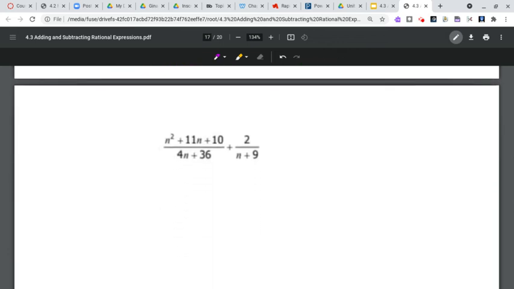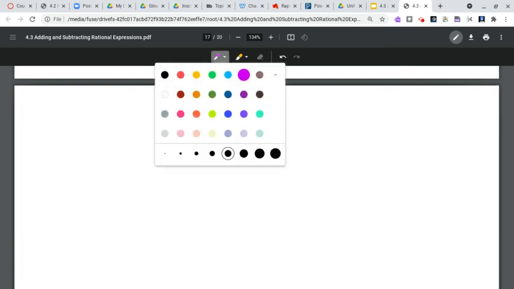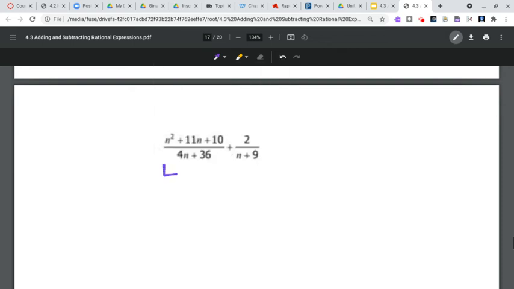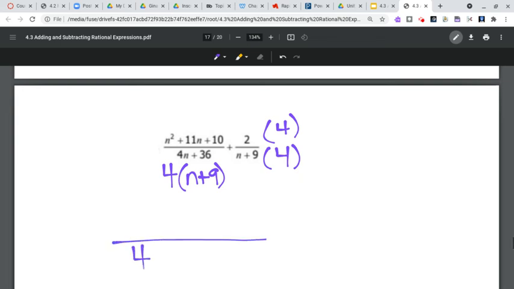Okay, next example. Left-hand denominator, I'm going to factor. I can pull out a common factor of 4, and on the inside would be n plus 9. The right-hand denominator is already n plus 9. So what I recognize is the right-hand side needs a factor of 4. Not addition, you're not adding anything, but I know I need to multiply by 4 at the bottom and at the top. Our common denominator is then 4 parentheses n plus 9.